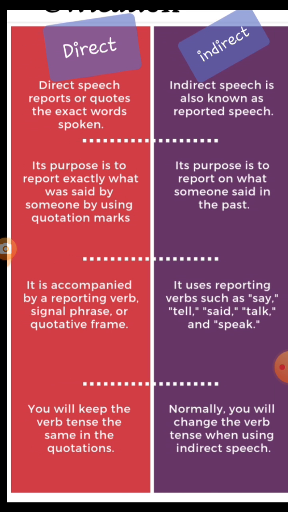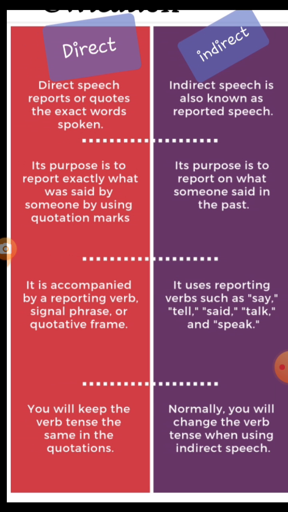Let's have a look at what direct and indirect speech are. The direct speech reports or quotes the exact words spoken. When you look at direct speech, the exact words of a speaker are repeated and enclosed in inverted commas. What is the purpose? The purpose is to report exactly what was said.